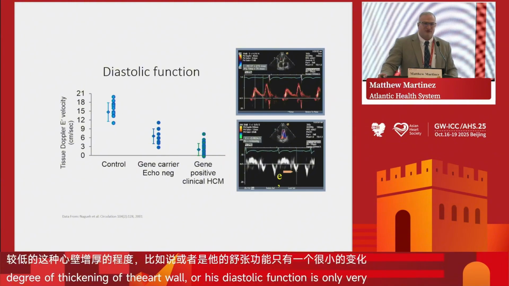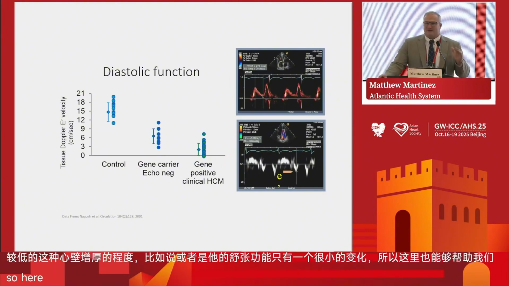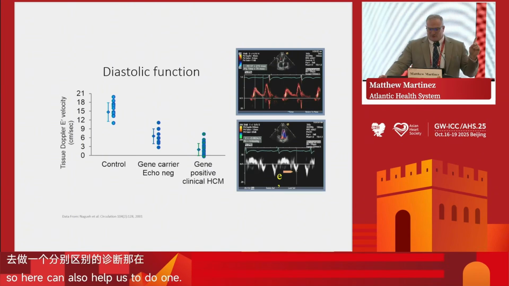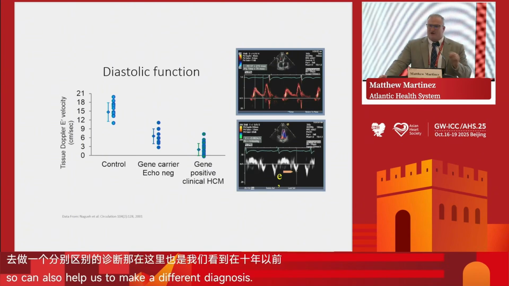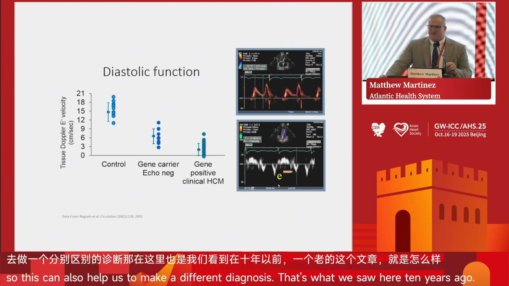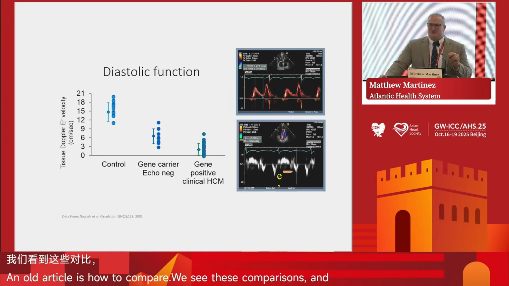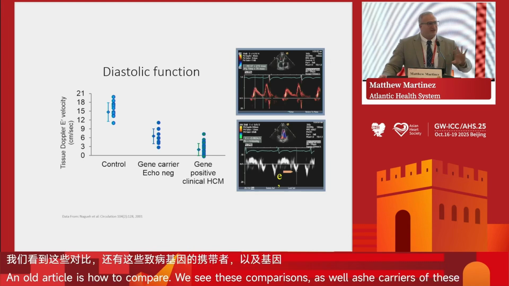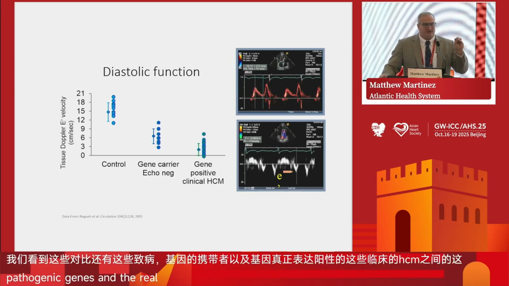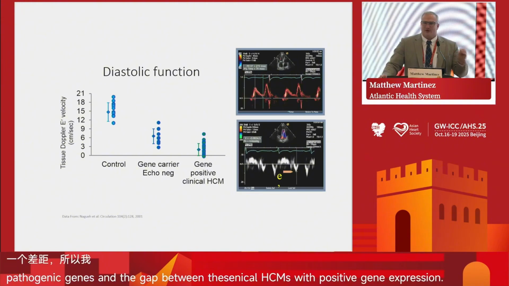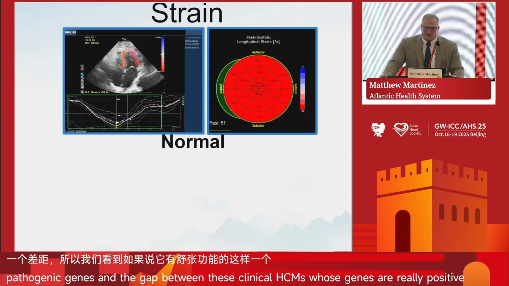This is now an older study from Sharif Negwe, over a decade old, looking at the difference between controls, gene carriers, and then overtly positive HCM cases. In this scenario, diastolic dysfunction is much more common. So if you see an athlete with diastolic dysfunction, this is likely hypertrophic cardiomyopathy, compared to the athlete where you'd expect it to be normal.